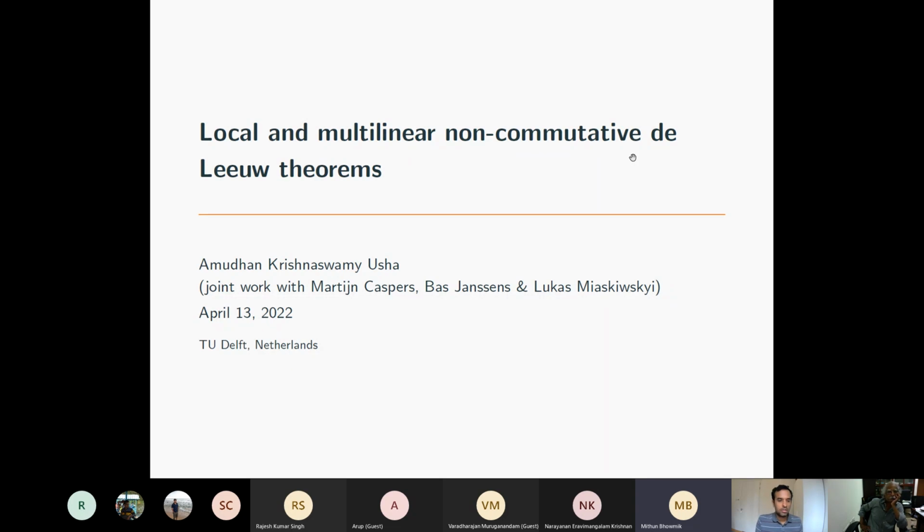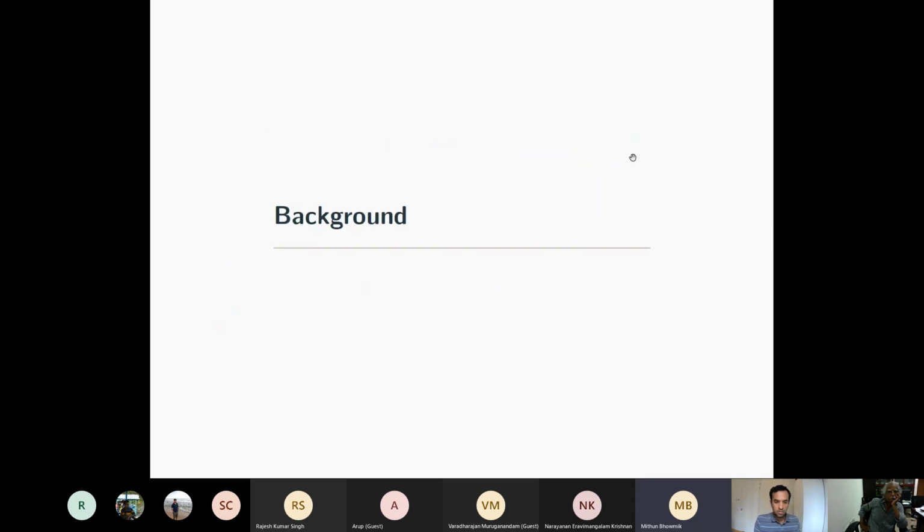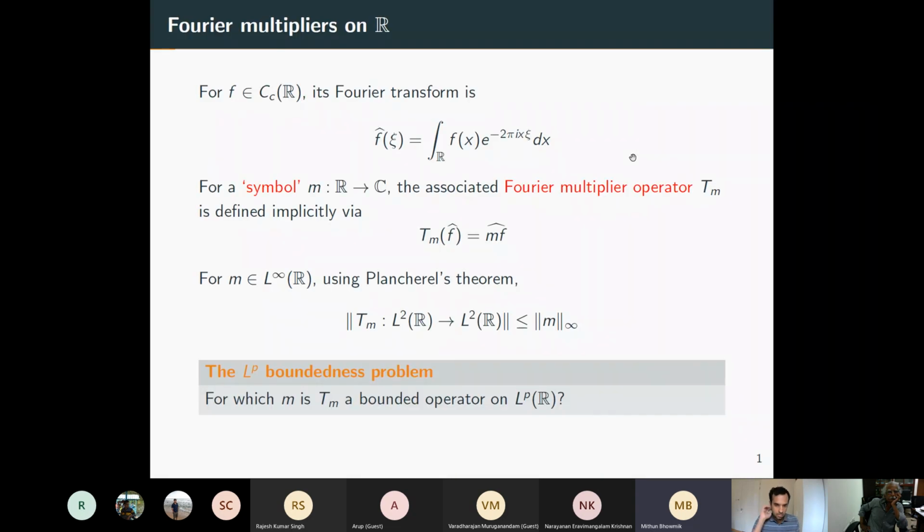Okay, so let's just begin. So some background. This is, I'm sure, stuff you all know, but it's useful to say it again. As you know, for a function on the real line, you can define a Fourier transform, and the Fourier transform looks like this. It's the integral of f of x times e to the something.